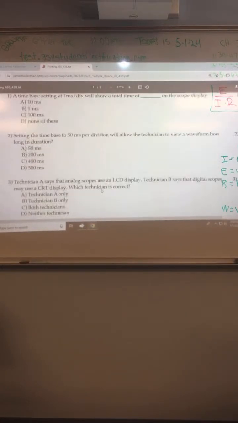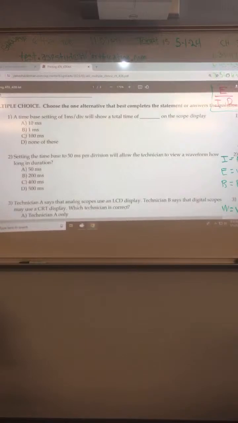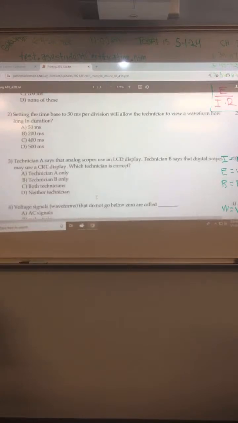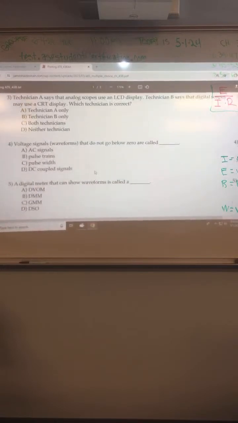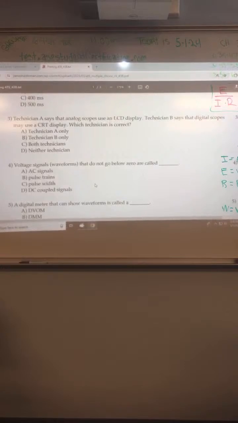Okay, we did 1 and 2, right? That same one's going to be on the test, right? Number 2 is D, yes. Time-based setting to 50 milliseconds per division will give you 500 milliseconds, if you have 10 divisions. Okay.